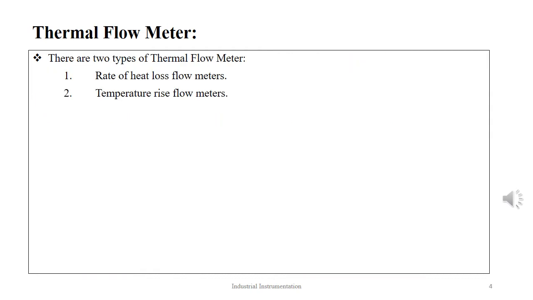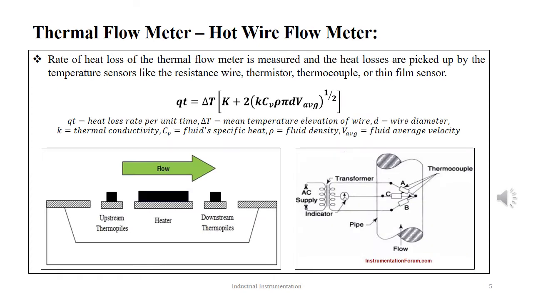There are two types of thermal flowmeters. Those are rate of heat loss flowmeter and temperaturized flowmeter. The first type of thermal flowmeter is the hot wire flowmeter. Here, the rate of heat loss of the thermal flowmeter is measured and the heat losses are picked up by the temperature sensors like thermistors, thermocouples and others.